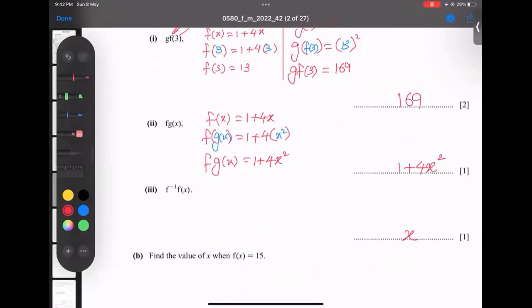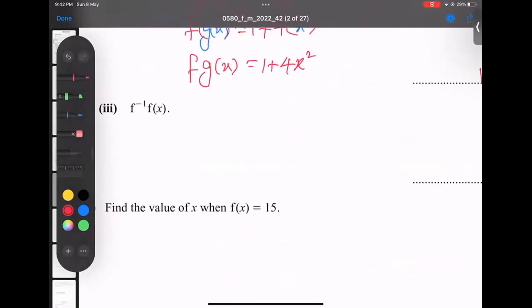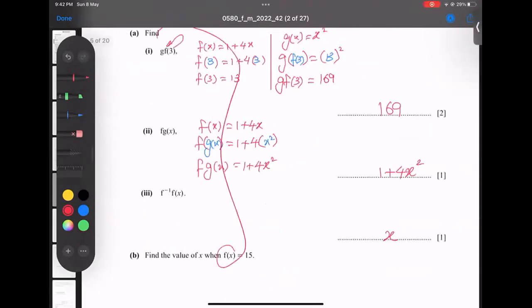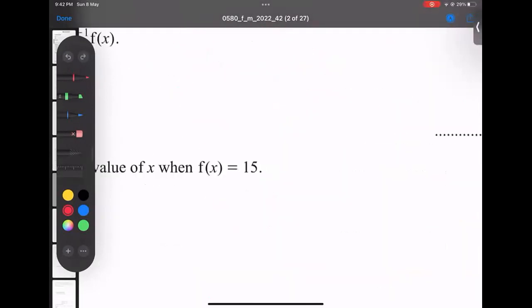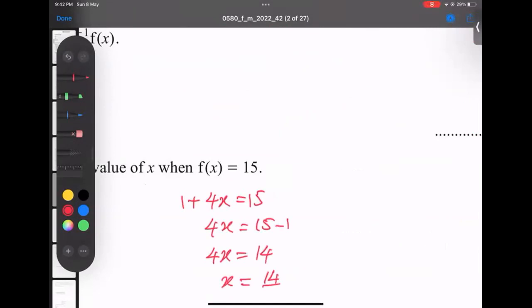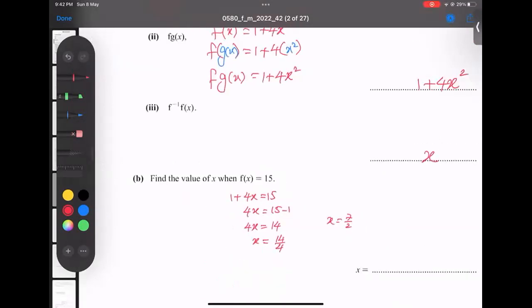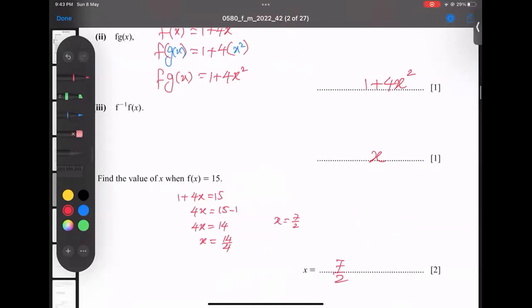So let's talk about this next one. f of x is 15. So where is f of x? f of x is, wait a minute, 1 plus 4x. 1 plus 4x equals 15. This 1 goes to this end. 15 minus 1 is 14, divided by 4, and 2 sevens are 14, and 7 and 2 twos are 14. So Alhamdulillahi Rabbil Alameen, I got the answer.